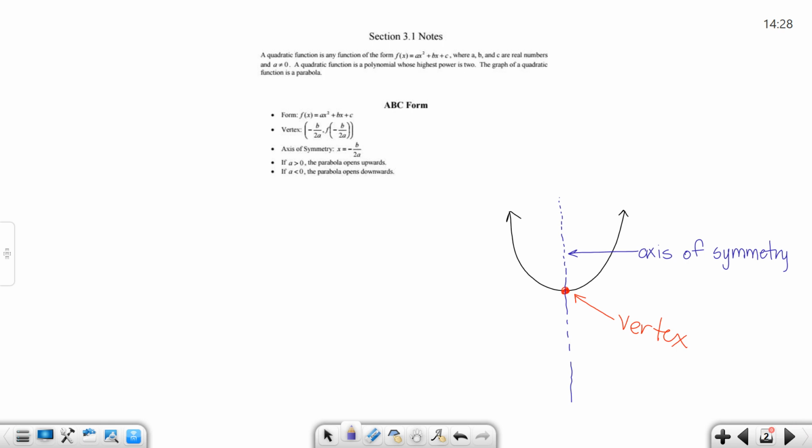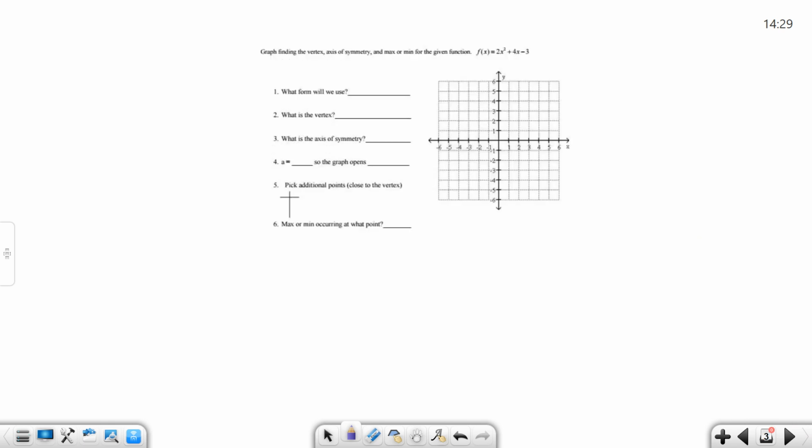So you have your rules here, your notes, so to speak, and we're going to use these notes to graph one. I'm asking you to graph and find the vertex, axis of symmetry, and max or min for this function. I'm also going to throw in at the bottom the concepts of domain and range.